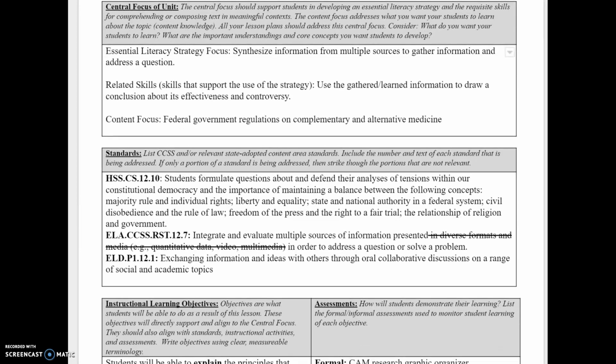My standards, I have my content standards, my ELA standards, and my ELD standards, which all coincide with the central focus of the unit.